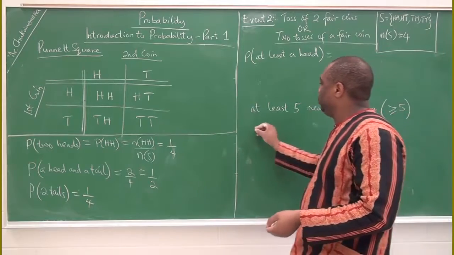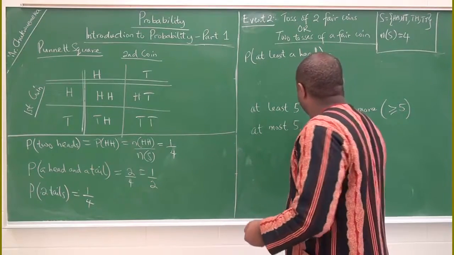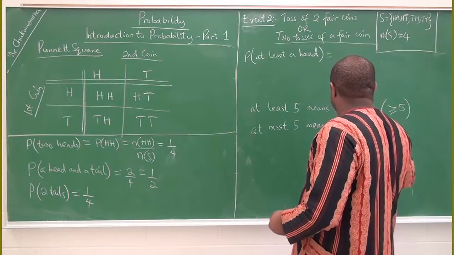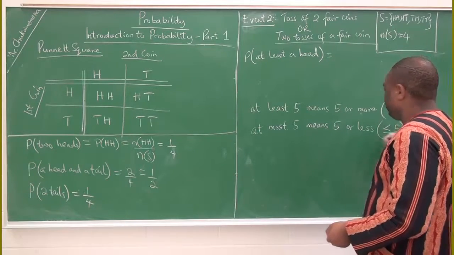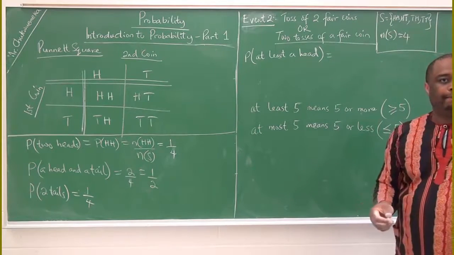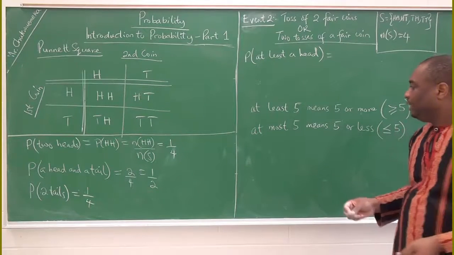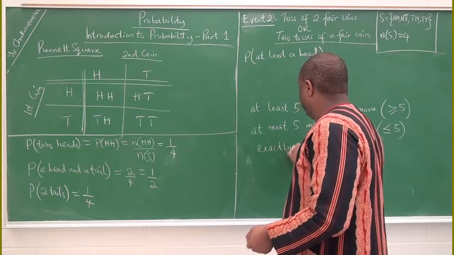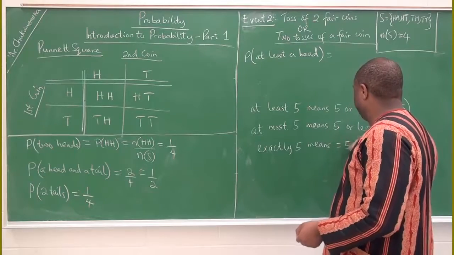If I say at most 5, it means 5 or less. So that is less than or equal to 5. If I say exactly 5, it means equal to 5.